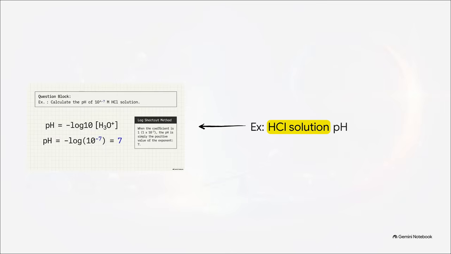Question block. X. Calculate the pH of 10 to the power of negative 7 M HCl solution. pH equals negative log base 10 of H3O+ concentration. pH equals negative log of 10 to the power of negative 7 equals 7. Log shortcut method. When the coefficient is 1, as in 1 times 10 to the power of negative 7, the pH is simply the positive value of the exponent, 7.